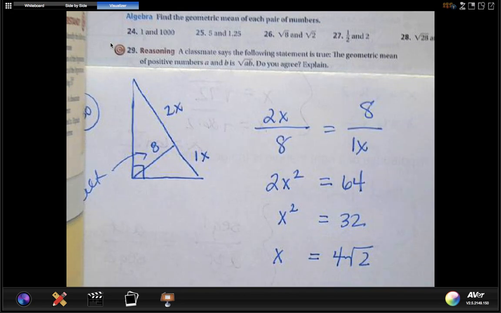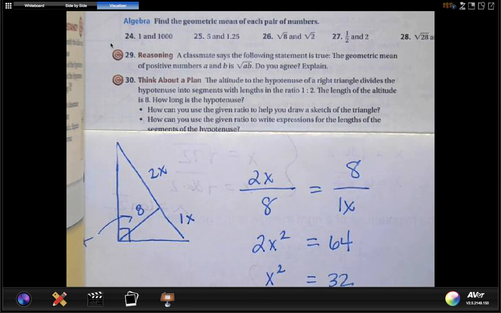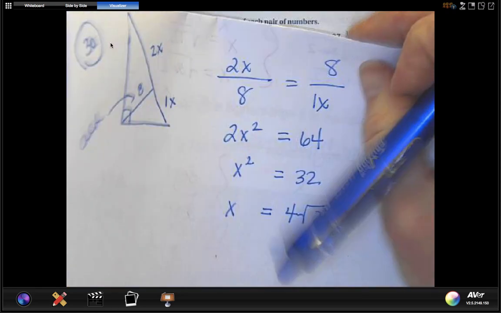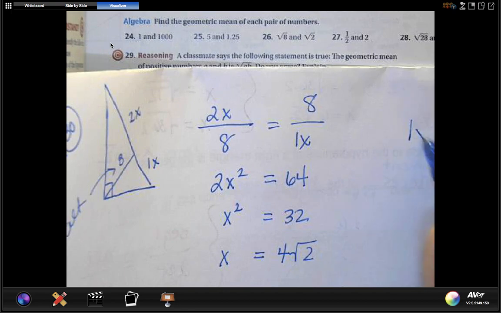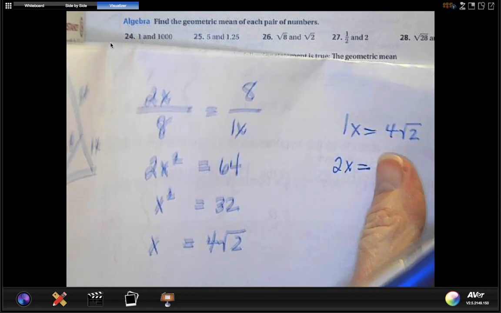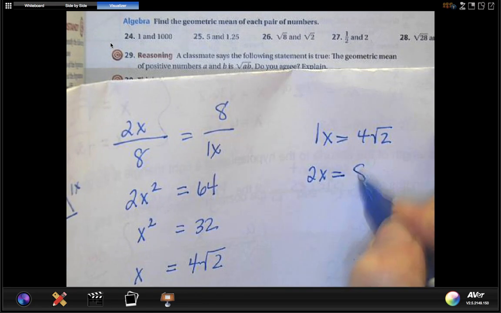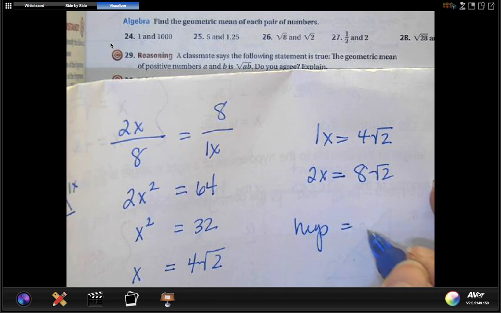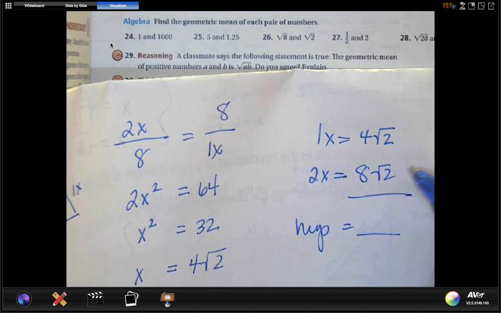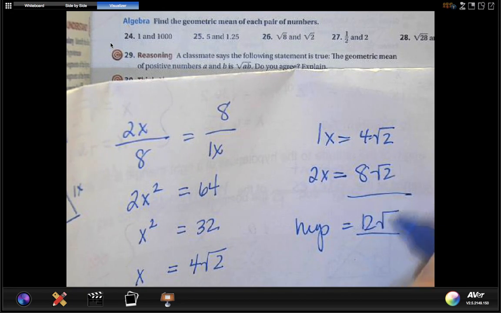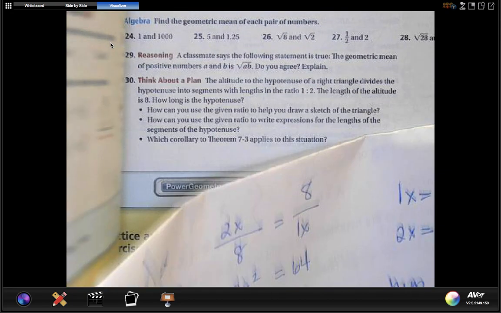All right, the question asks, how long is the hypotenuse? So I would know that the 1x side is just 4 square roots of 2. The 2x side is 2 times 4 square roots of 2, which is 8 square roots of 2. Just pretend like this is a variable. So then the hypotenuse, I would add these up. Again, just pretend it's like 4x plus 8x, so then you'd have 12x. So this is just 12 square roots of 2 for the hypotenuse. Okay?